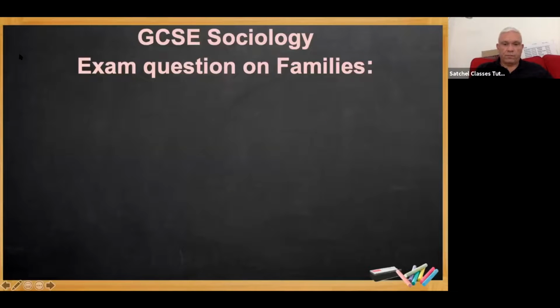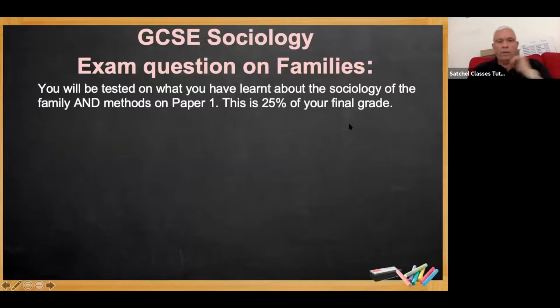So, exam questions for families. You'll be tested on what you have learned about sociology on families and methods on paper 1, okay? And it's the same for the one in education on paper 2. Methods are incorporated now, they're not separate, okay? And each section is a quarter of your grade, 25% of your final grade.